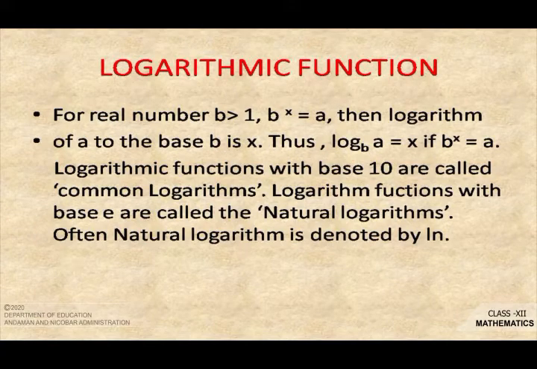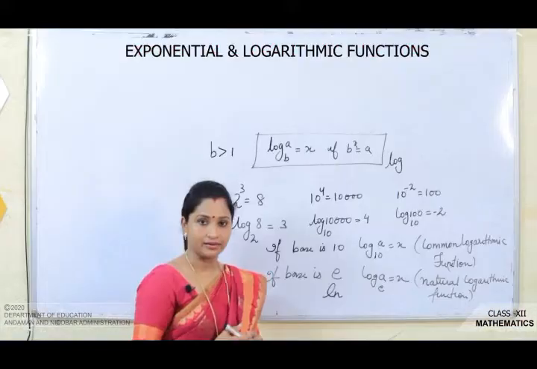I think it's clear. Now we can see the definition here. For any real number b greater than 1, if b to the power x is equal to a, then the logarithm of a to the base b is x. Thus log a to the base b is equal to x if b to the power x is equal to a. Logarithmic functions with base 10 are called common logarithms, and logarithmic functions with base e are called natural logarithms. Often the natural logarithm is denoted by ln. I think it's clear now. Okay.